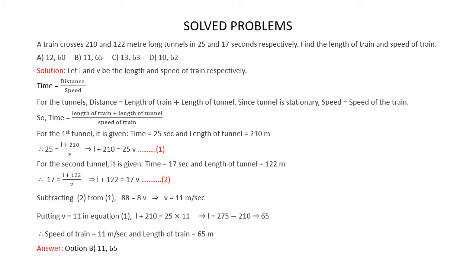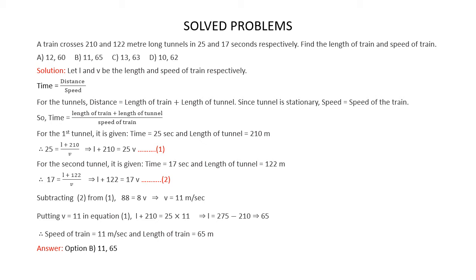When you subtract the second equation from the first equation, L and L will get cancelled and 210 minus 122 is 88 and 25V minus 17V is 8V. So on subtracting equation 2 from equation 1, we get 88 is equal to 8V. So V is equal to 11 meters per second.